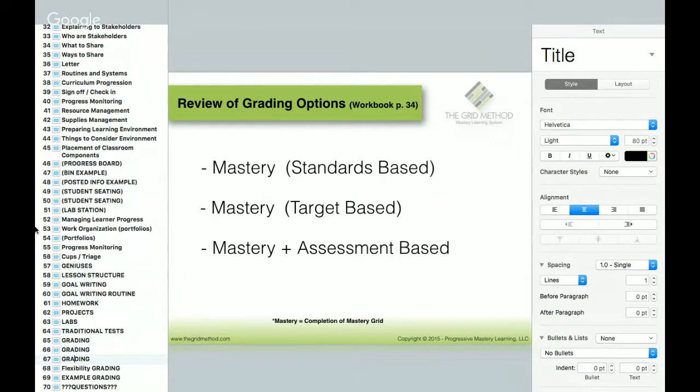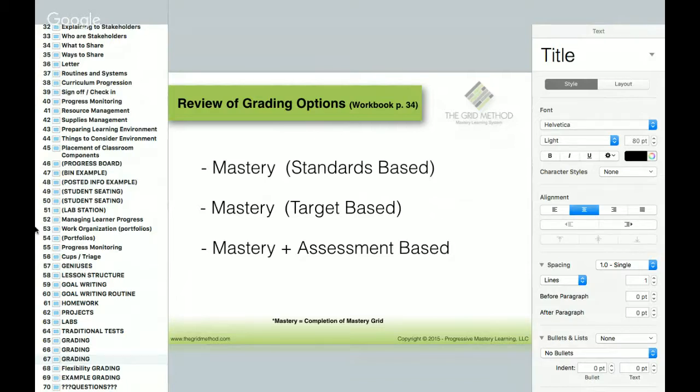So there's also different things you can do within the system. You can do mastery that's standards based. You can do mastery that's targets based, or you can do mastery and assessment based. So these are sort of the three options I give people working within the system. Mastery and standards based means that you're just going to give them a total score on how they did on the complete grid. Because each grid is generally covering one standard, as opposed to breaking that into the targets in the grade book, you're just going to grade them on what percentage did you master that standard.